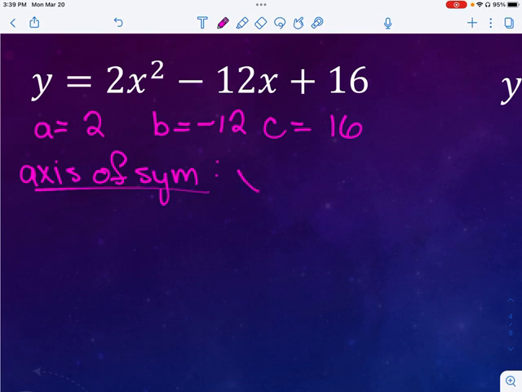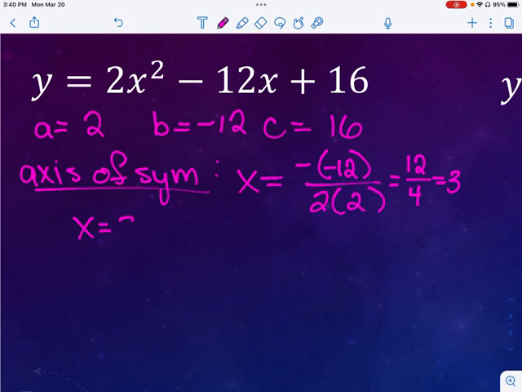So we go x equals negative of b over 2 times a. So b here is a negative 12, a is 2. So we end up with negative of negative 12 is 12. 2 times 2 is 4. So we end up with a 3. So my axis of symmetry would be x equals 3.